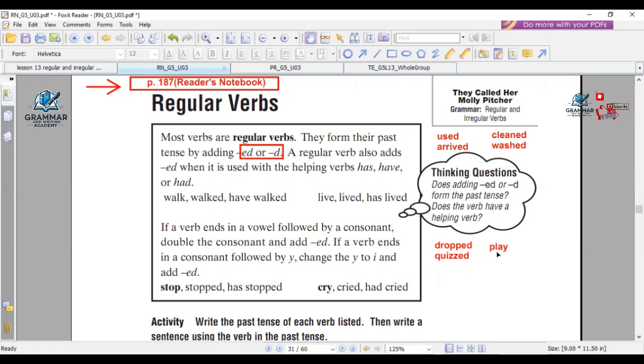Play here with y at the end, before it a vowel. In this case, we will not cross the y. We have to add ed to the end of it. Play.